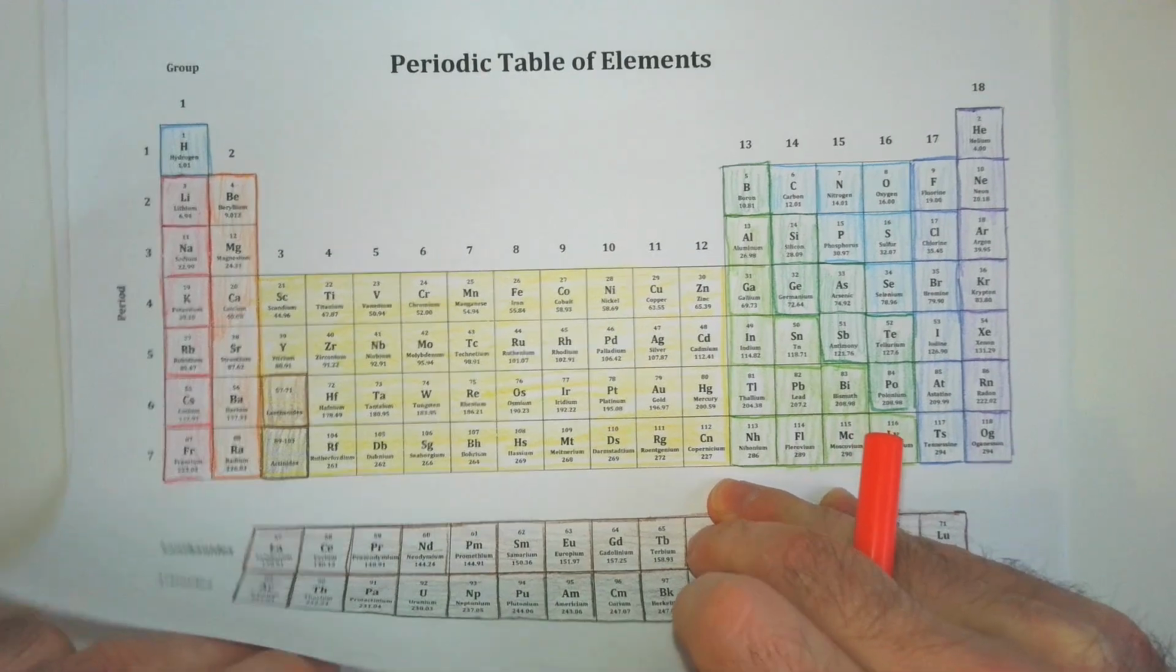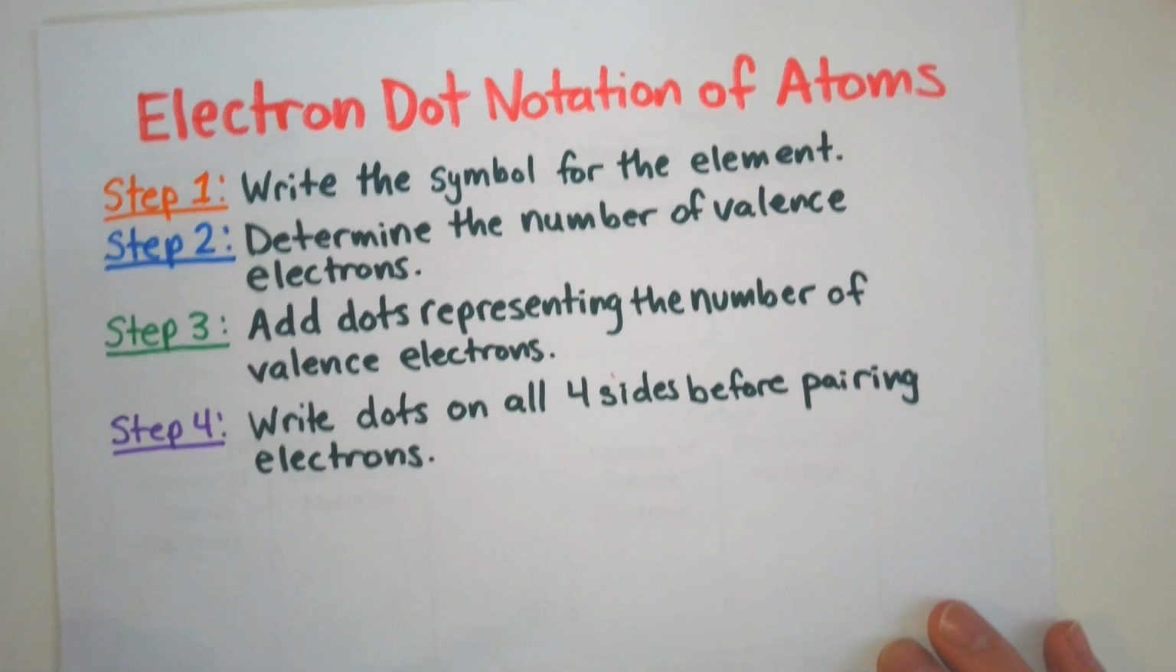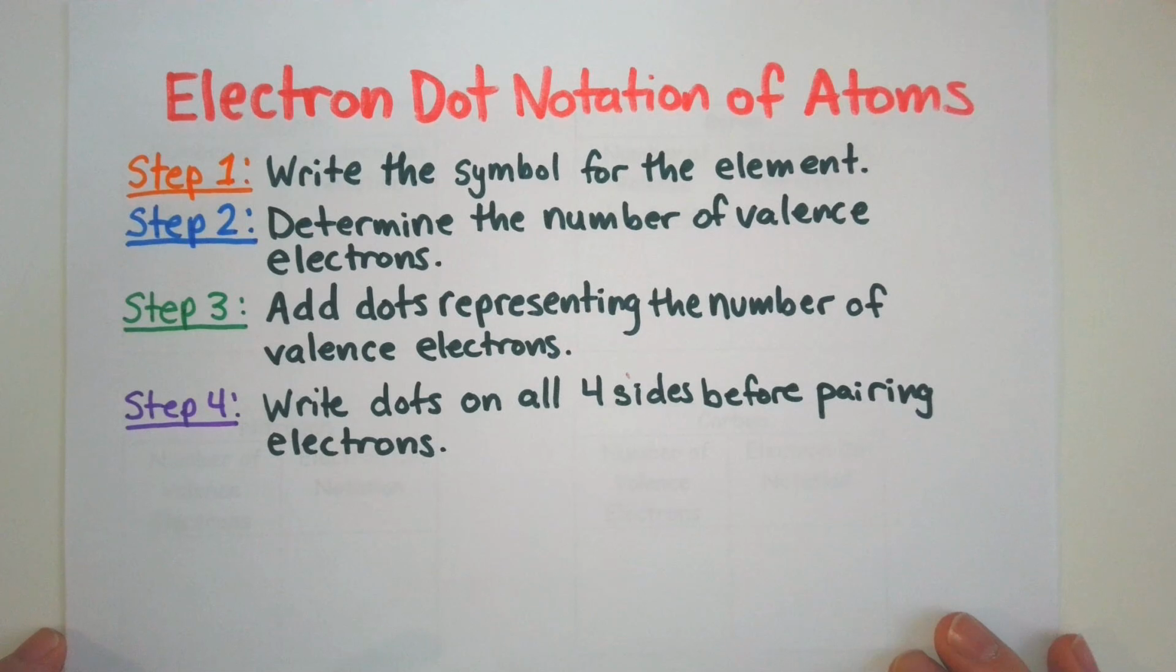So what I like to do, whenever I'm doing electron dot notation of an atom, sometimes it's called a Lewis dot structure, that would be of an individual atom. Step 1, I write the symbol of the element. Step 2, I determine the number of valence electrons. Step 3, I add dots representing the number of valence electrons. And for step 4, I write the dots on all 4 sides before pairing the electrons.